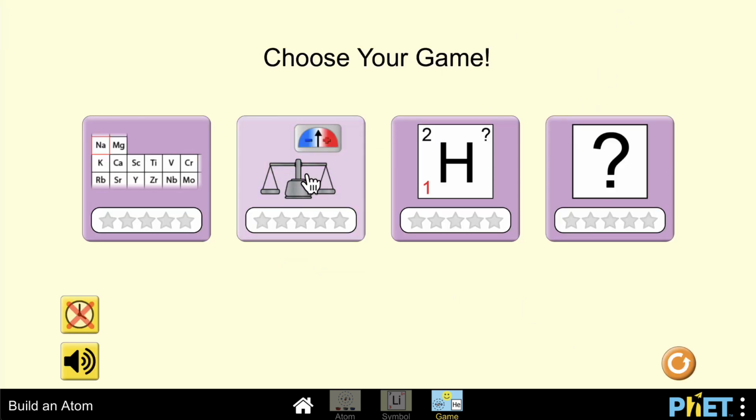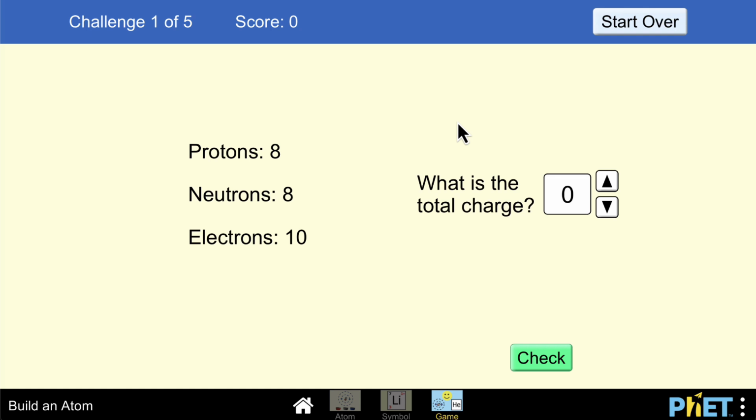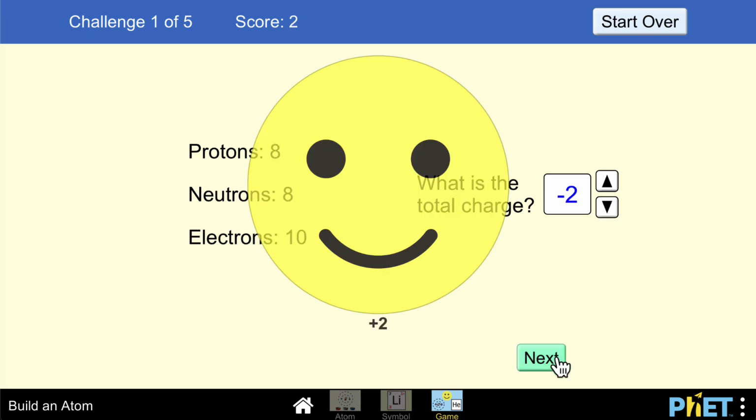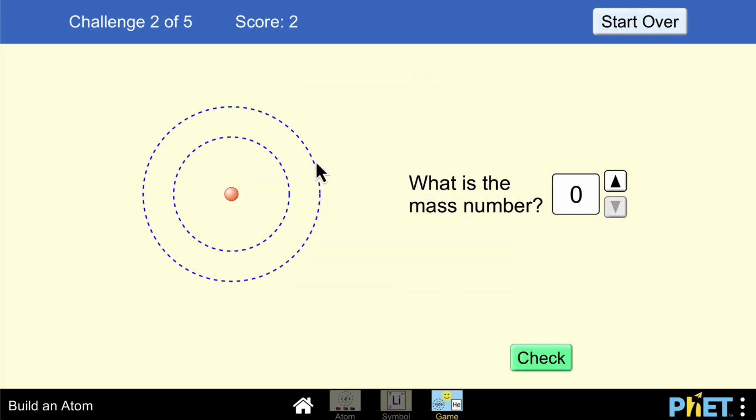Let's go to this one here. What is the total charge? I have 8 protons and 10 electrons. So what is the difference? It is 2. And since electrons have a negative charge, then it's going to be -2. So just find the difference between them.